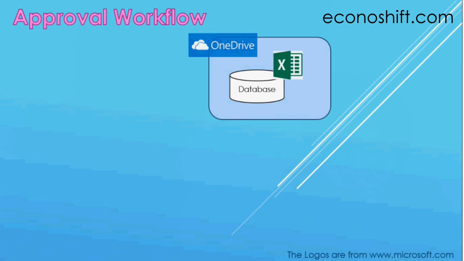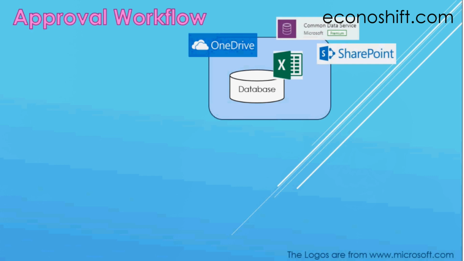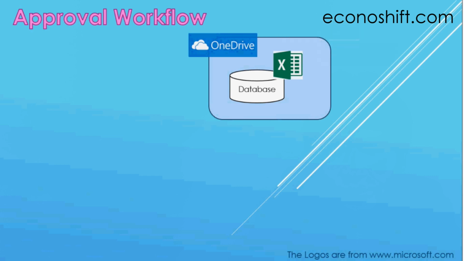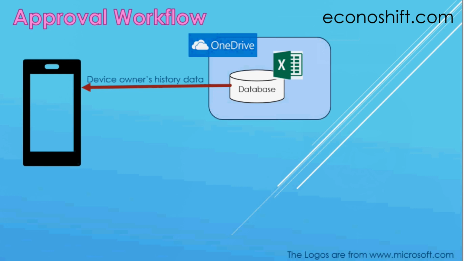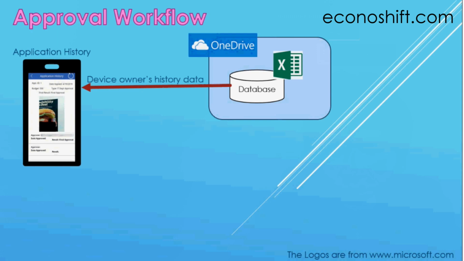However, when used on a large scale, Excel's operation becomes unstable, so it's better to consider doing it other ways, such as with SharePoint or Common Data Service. When you open the app, it brings up only the application history data that belong to the mobile owner from the database, and you can see it in the application history screen.